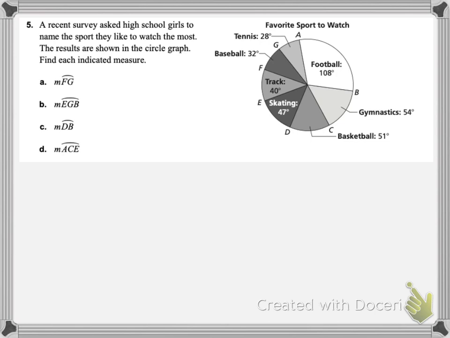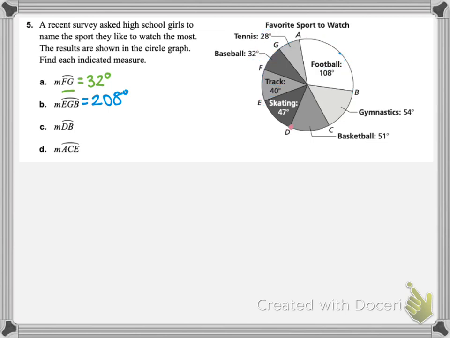So we're going to start with FG. It is a minor arc, so you want to make sure you go the shortest route between F and G. This is baseball. So 32 degrees. That's it. The next one we want to find is EGB. So starting at E, you want to go in the direction of G, which would be up, and then end at the letter B. So we were going to add 40 degrees, 32 degrees, 28 degrees, and 108 degrees, which is 208 degrees.